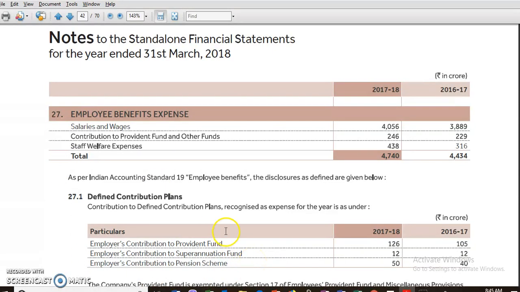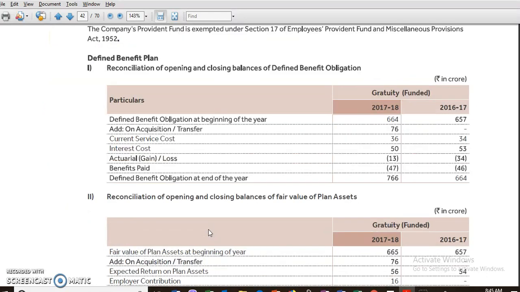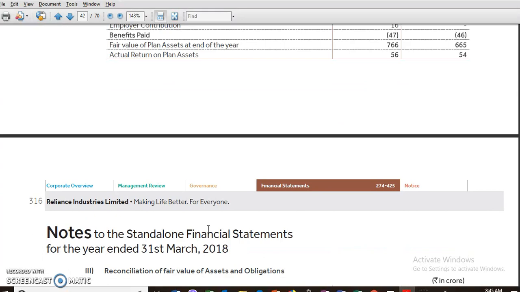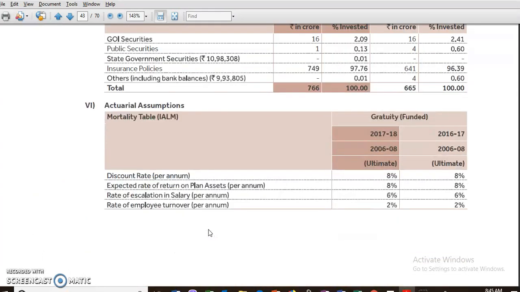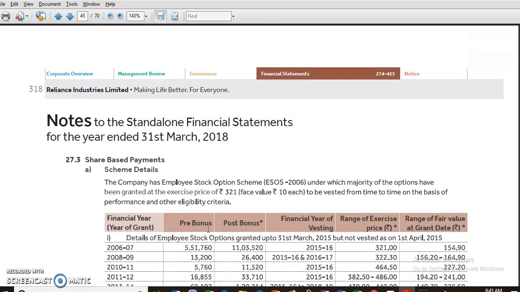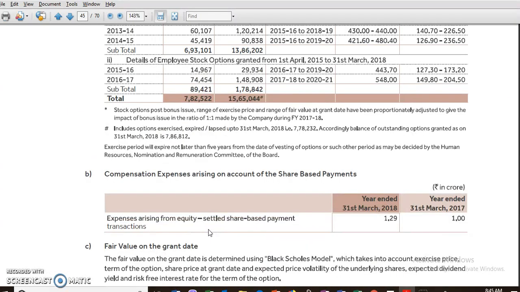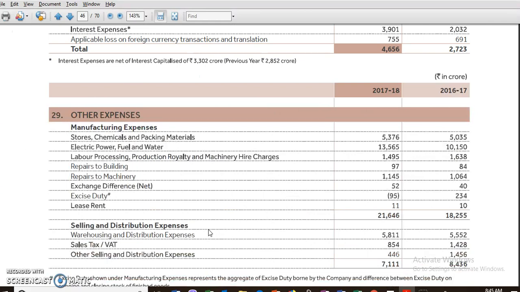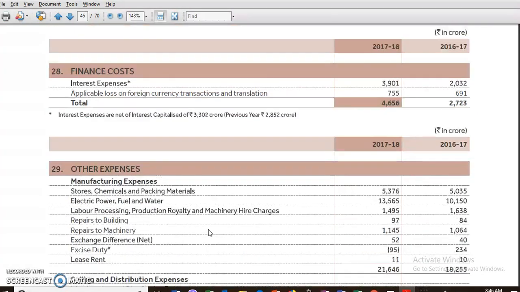So how this is defined contribution, we will not go into too much detail about what is defined contribution, what is non-defined contribution, and how these reconciliations and accruals are made, because that's out of the scope of this course. Now what we'll be looking at is the other expenses here.